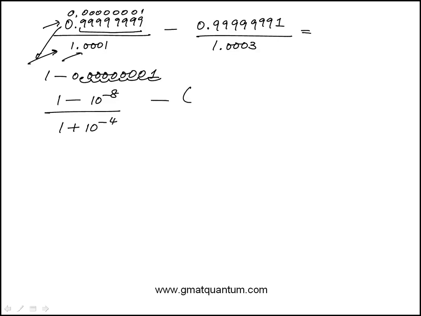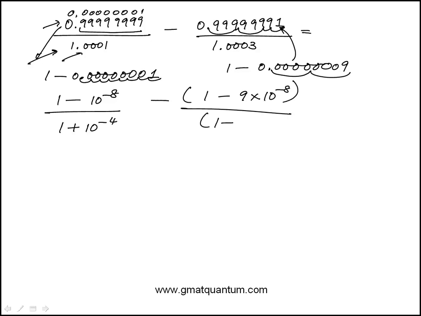And then here, this would be 1 minus 0.0000, really 36, 6, 7, 8, so 1 more and 9. And you can check if you were to add this number to that, you would get 1. So this would be 1 minus 9 times, again 8 places, 10 to the minus 8, and this is 1 plus 3 times 10 to the minus 4.